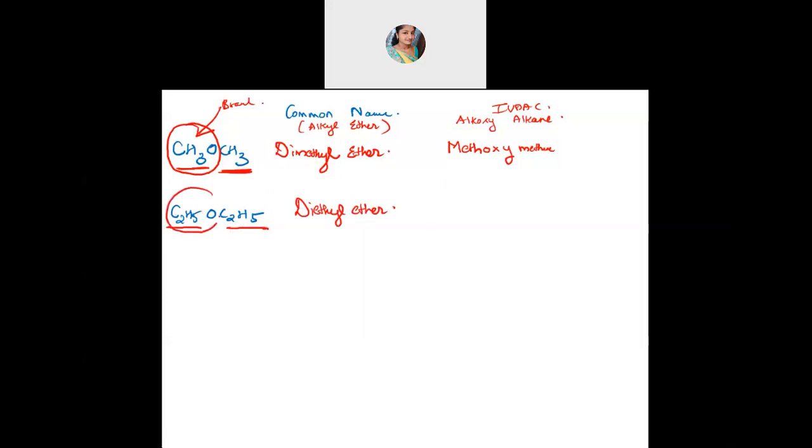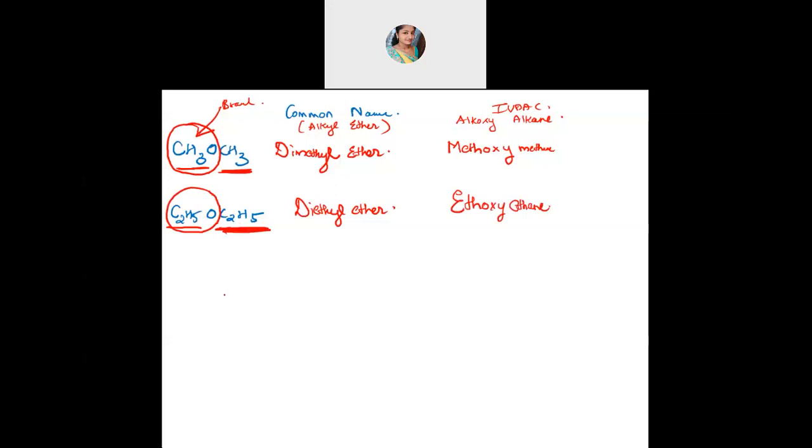Because again it's a similar branch as well as the parent chain are similar, you take any one. Ethoxy. So ethoxy, and this will be taken as parent. So two carbon, ethoxyethane. Ethoxyethane. Correct. Very good.